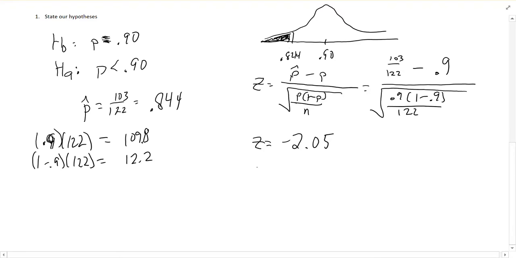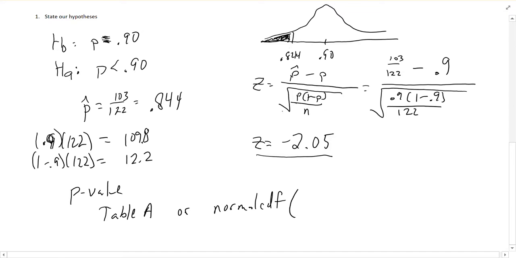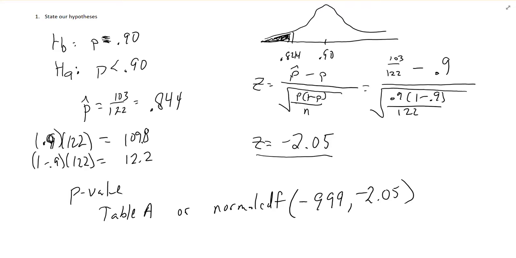So I've got my hypotheses, and I've got my test statistic as step 2. Step 3 is to find the p-value. I'm either going to use table A or my calculator with normal CDF. I'm looking for that bottom tail, so I want to go from negative 999 up to negative 2.05. Or I can look on table A and look up negative 2.05, and it gets a value of 0.0202.